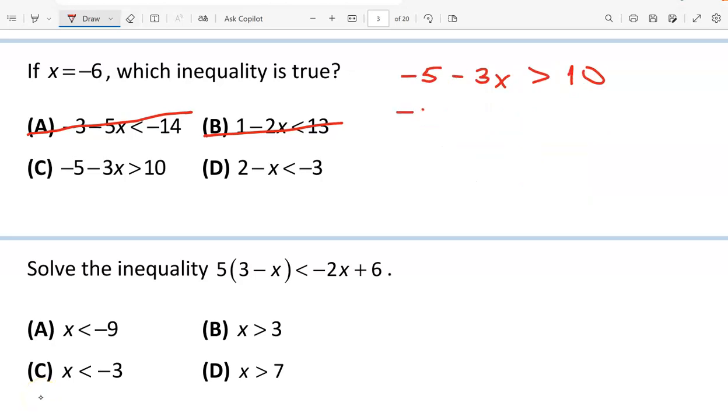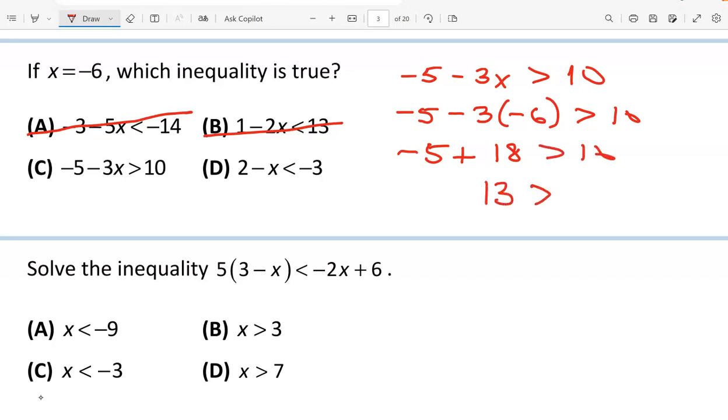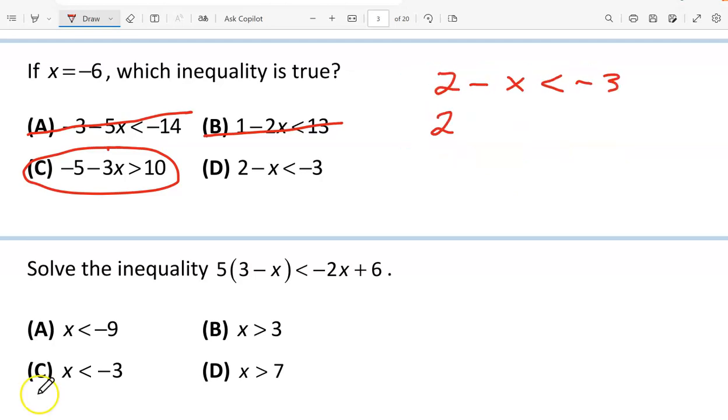Now let's look at choice C. -5 minus 3 times -6 is greater than 10. -5 plus 18 is greater than 10, and that gives us 13 is greater than 10, and that's a true statement, so that one will be a correct answer choice. We can also test choice D, which gives us 2 minus -6 is less than -3, and 2 minus -6 is 8. 8 is not less than -3, so that's not a true statement.